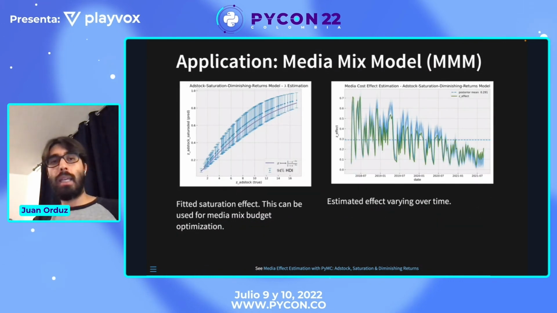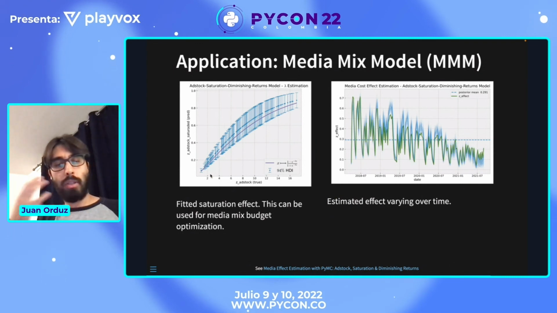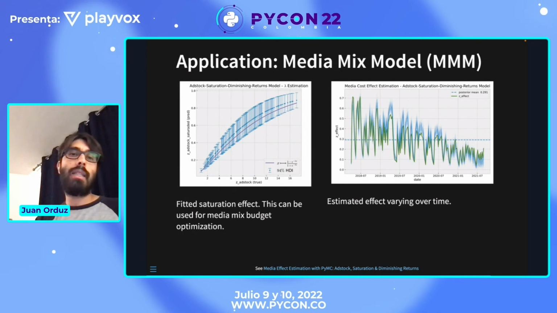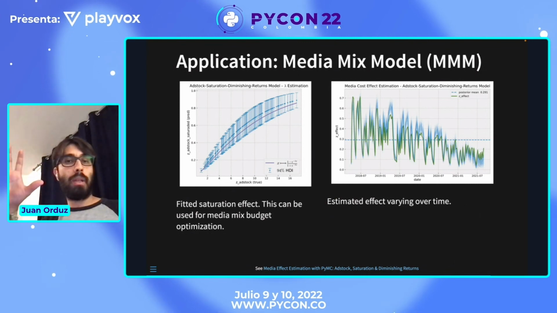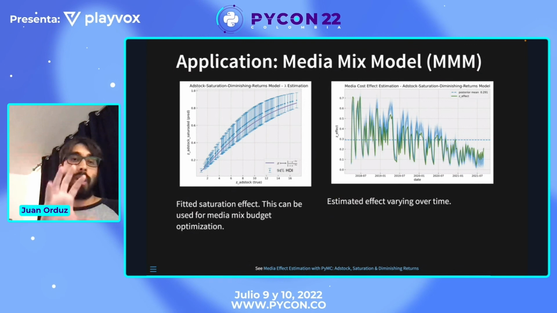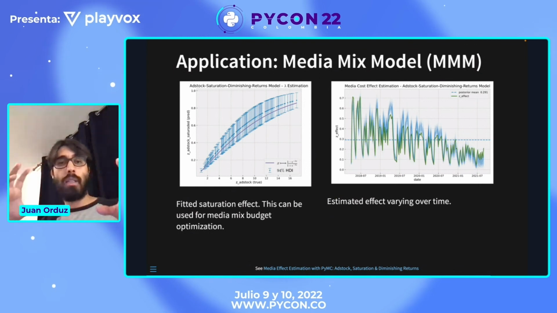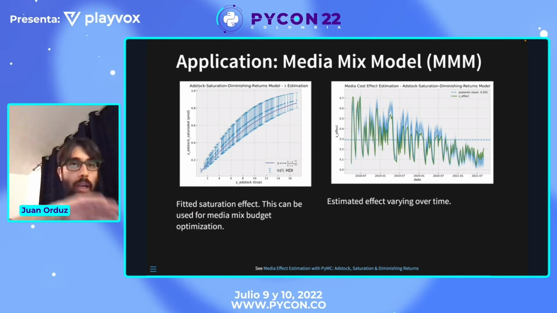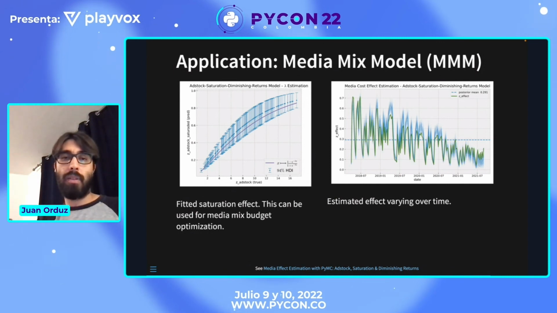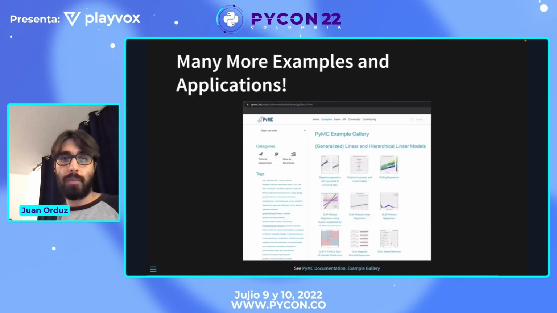And what you would get at the end is this type of effect curve, and especially the one on the left, which is a saturation curve. And this will tell you from the data, without you putting anything in by hand, just by appropriate parameterization of your model, what the saturation curve of your media spend would look like from historical data. And if you have this for many channels, you can actually optimize, because you can see where spend is saturating. And this is very valuable for companies these days when privacy is becoming more and more strict.